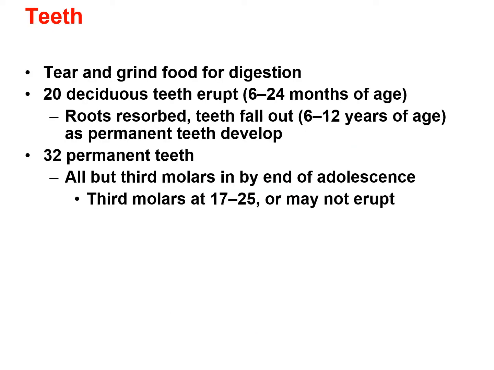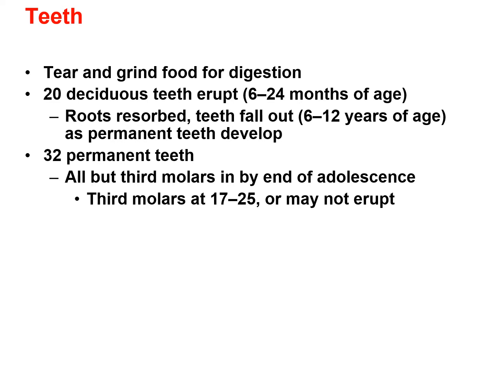Moving on to teeth. Teeth are involved in the mechanical breakdown of food through mastication or chewing. There's a difference in the number of teeth you have as an adult compared to when you were a child. When you were a child, you had a total of 20 deciduous teeth or baby teeth. These teeth erupted between the ages of 6 months and 24 months of age, but when you were about in kindergarten until about 12 years old, you lost these baby teeth when underlying permanent teeth developed and enlarged and caused the roots of your deciduous teeth to be reabsorbed.